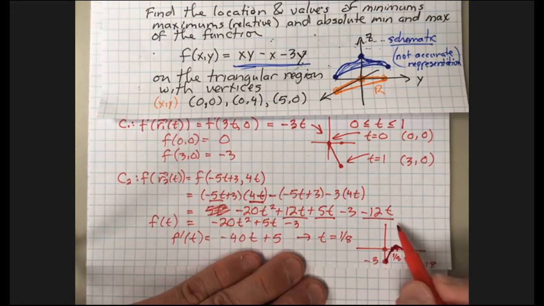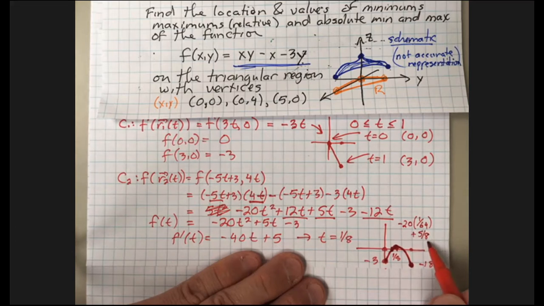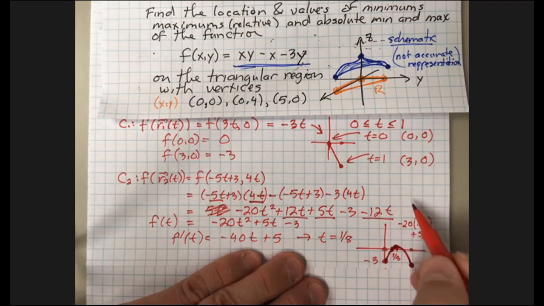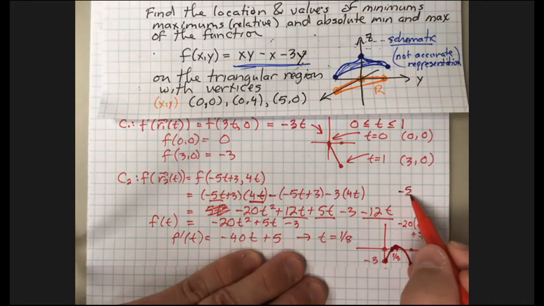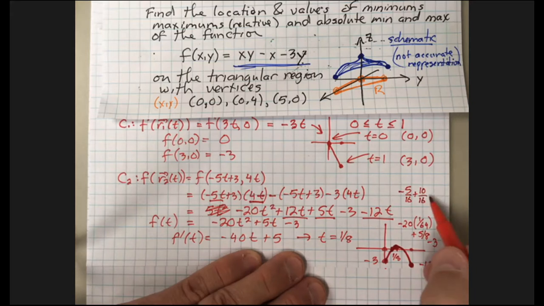So what's this high point? Minus 20 times 1/64th, plus 5 over 8, minus 3. You can see the pain of examining this, right? So what I get is a high point. I get minus 10 over 32. I get to cut it again, minus 5 over 16. And 5/8 is plus 10 over 16. And minus 3 is minus 48 over 16.